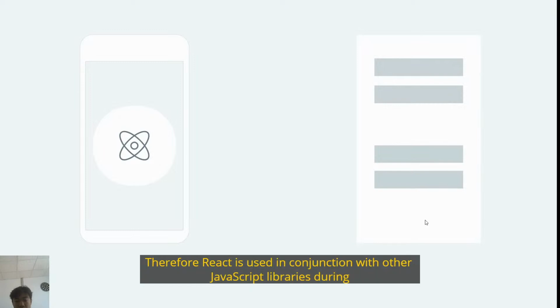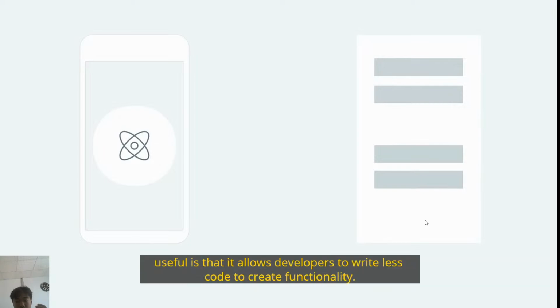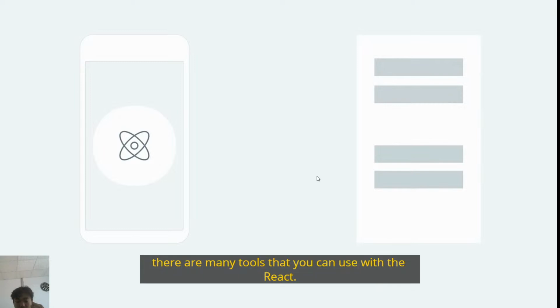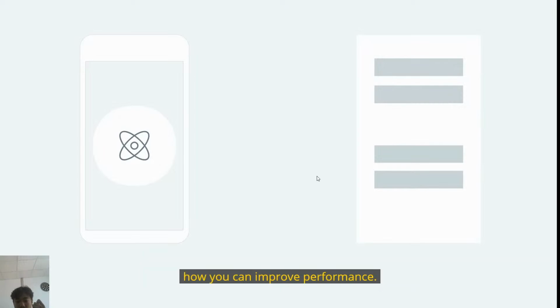Therefore, React is used in conjunction with other JavaScript libraries during development. But what makes React so useful is that it allows developers to write less code to create functionality. This in turn makes it easier to maintain code in the long term and simplifies testing. Because it is so central to front-end development, there are many tools that you can use with React. These tools can help you understand how React is running your code and how you can improve performance.